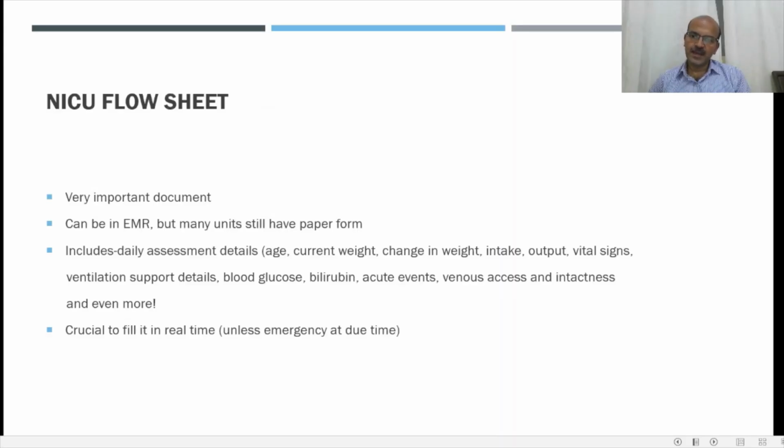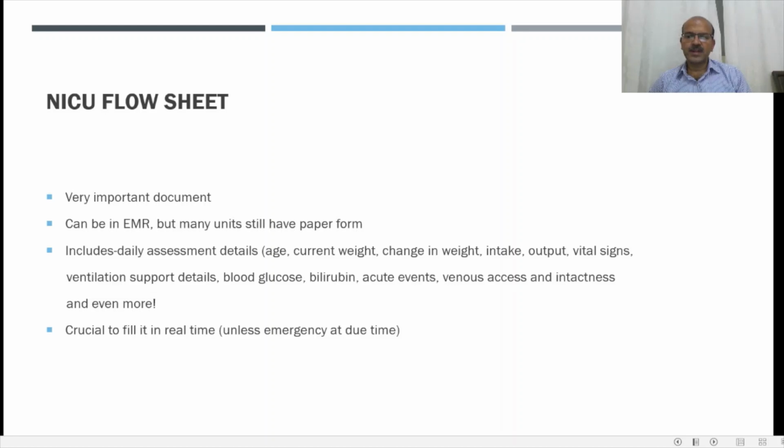The flow sheet is a very important document. It can be in the electronic medical record, but many units still have the paper form, and typically, because it's a large amount of information to be entered, they have the A3 sheet for the NICU flow sheet. It includes daily assessment details like current weight, change in weight, intake, output, vital signs, the ventilation details, blood glucose, bilirubin, acute events, venous access, intactness of the venous access, and so on.